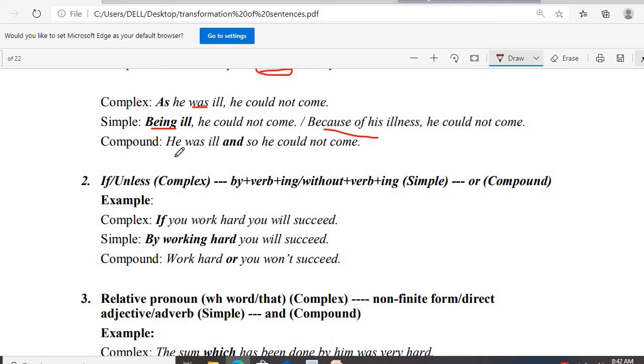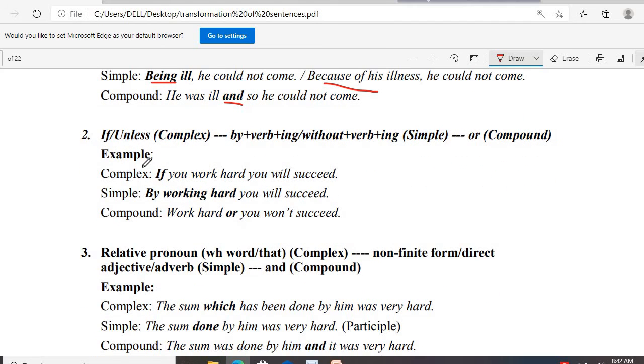But you see the same thing for as. In compound sentence, coordinating conjunction and has been used here. So let's see the rule number 2.